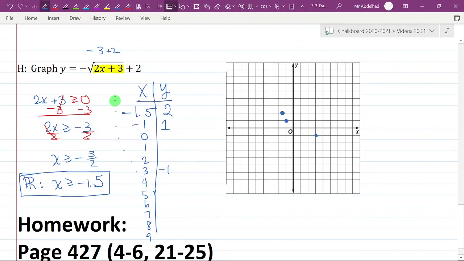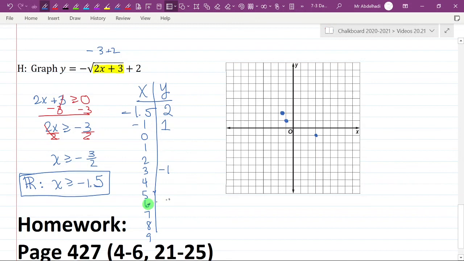Put in a 4. That's going to be 8 plus 3 is 11. No good. Put in a 5. That's 10 plus 3 is 13. No good. 12 plus 3 is 15. Not square rootable. Put in a 7. That's 14 plus 3 is 17. 16 plus 3 is 19. 18 plus 3 is 21. Okay, so not all of these are going to be whole numbers. I only got 3 good lattice points out of this.